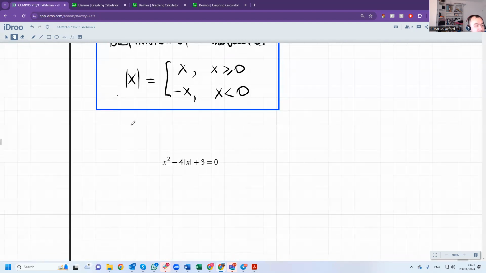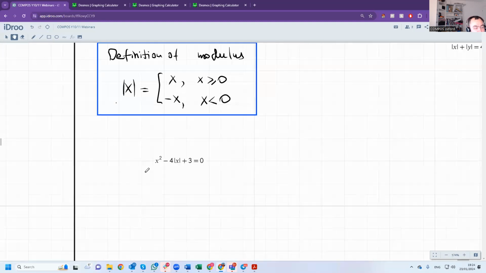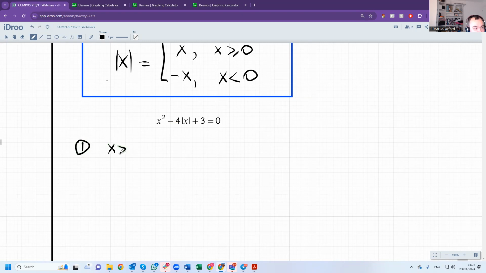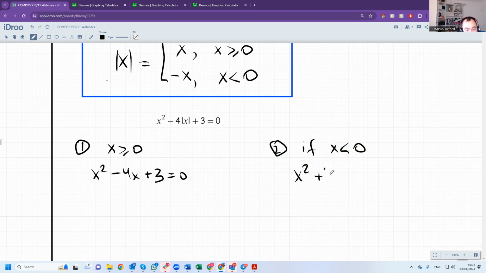So basically what we have is two different equations. We need to look at two cases. First case, if x is greater or equal to 0, then the equation is x squared minus 4x plus 3 equals 0. And second case, if x is less than 0, then it becomes x squared plus 4x plus 3 equals 0.